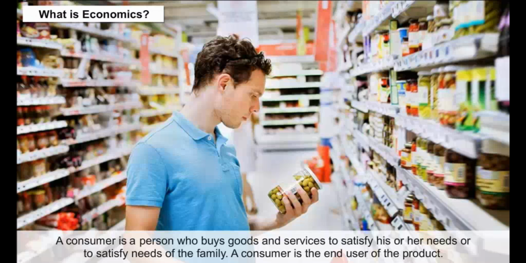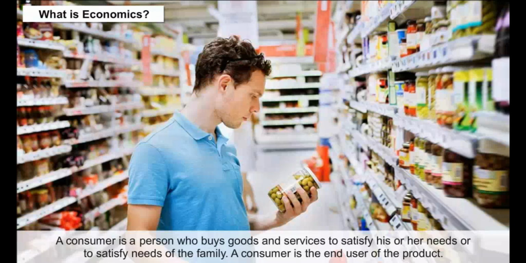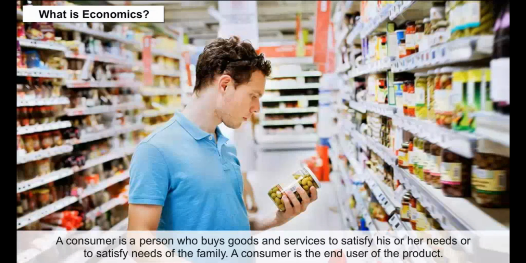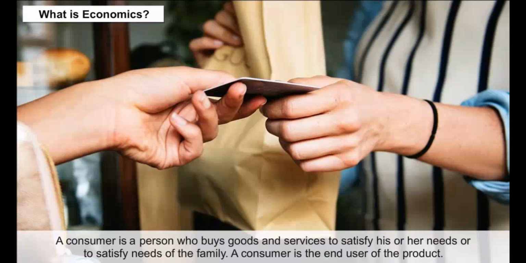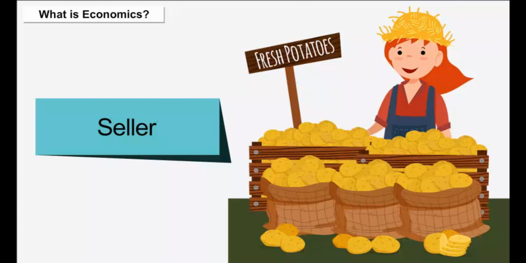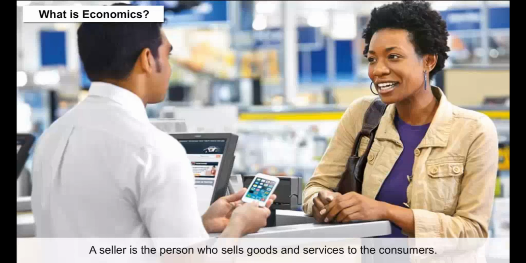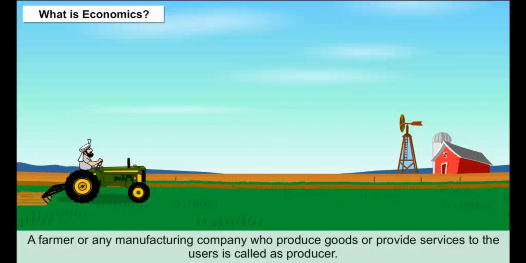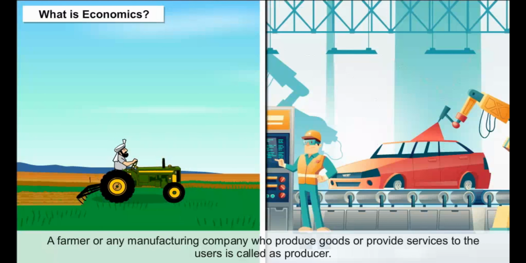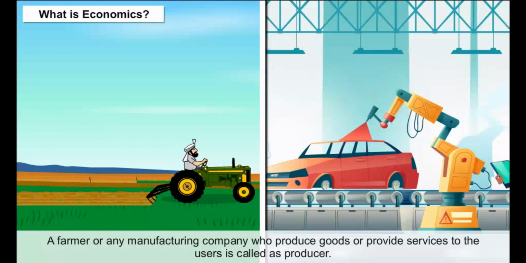Consumer. A consumer is a person who buys goods and services to satisfy his or her needs or the needs of the family. A consumer is the end user of the product. Seller. A seller is the person who sells goods and services to the consumers. Producer. A farmer or any manufacturing company who produces goods or provides services to the users is called a producer.